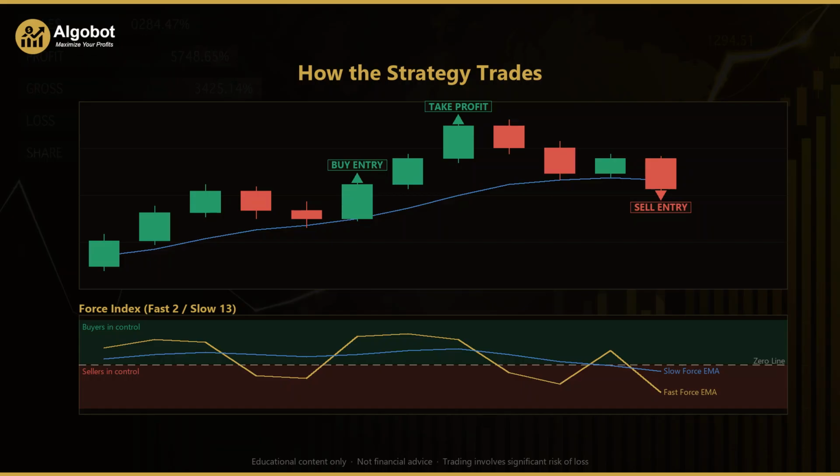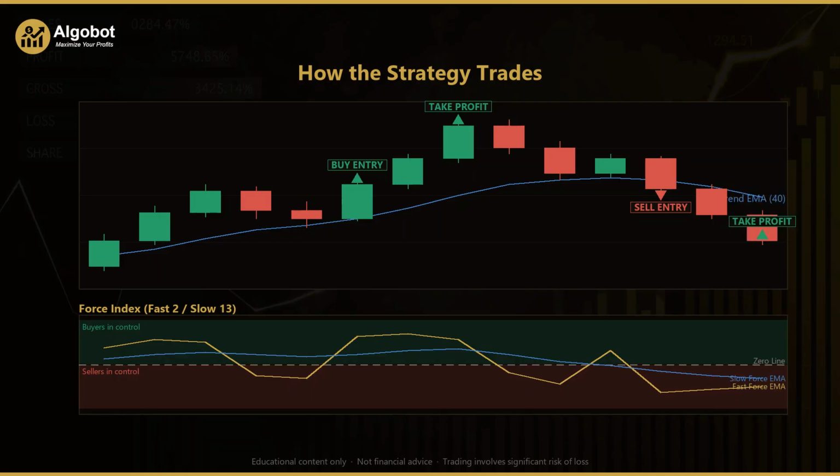Now the market changes character. Price rolls over from its high, prints lower closes, and slips below the moving average, which begins to fall. In the subpanel, the slow force line crosses beneath the 0 line into the red area, signaling that sellers have taken medium-term control. The trend filter and the force filter have now flipped to the downside. Watch for the mirror setup.